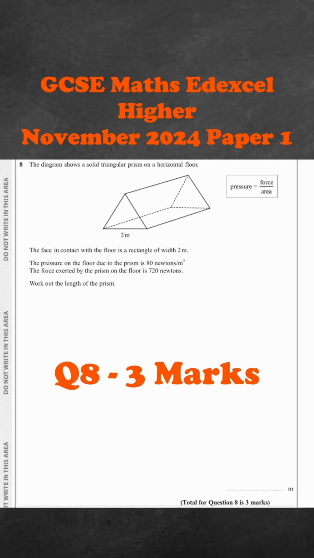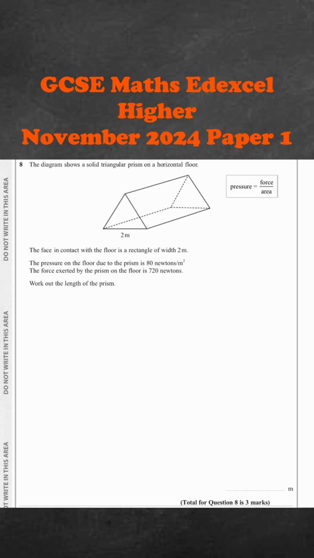Question number 8. The diagram shows a solid triangular prism on a horizontal floor. The face in contact with the floor is a rectangle of width 2 meters. The pressure on the floor due to the prism is 80 newtons per meter squared. The force exerted by the prism on the floor is 720 newtons. Work out the length of the prism.